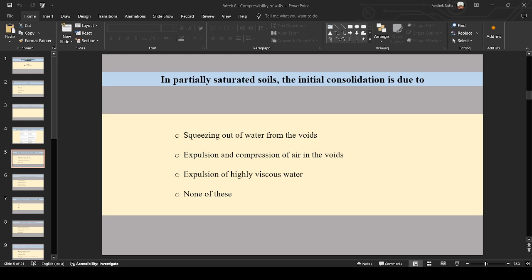I'll repeat the question. In partially saturated soils, the initial consolidation is due to option 1, squeezing out of water from the voids; option 2, expulsion and compression of air in the voids; option 3, expulsion of highly viscous water; and option 4, none of these. I hope the question was clear. I'll go to the next question.